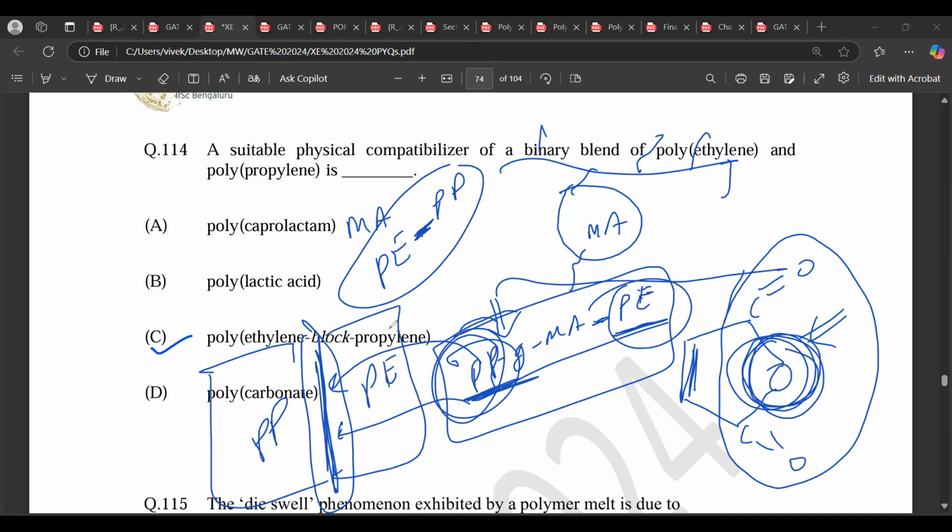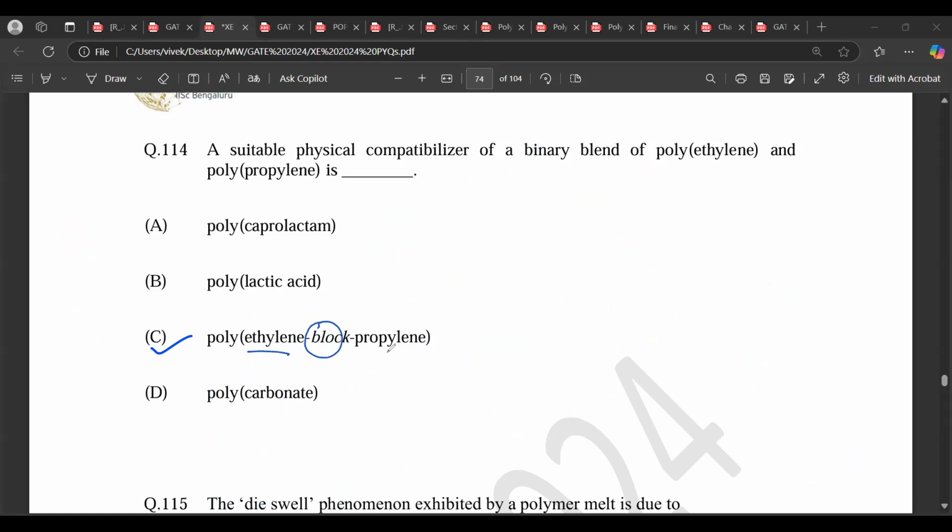That means minimizing the delta G, or reducing the delta H, making it negative. That is the overall idea of compatibilization. The same idea is here also. Instead of the grafted maleic anhydride, PP grafted maleic anhydride, which copolymer are you using? The block copolymer, polyethylene block polypropylene.